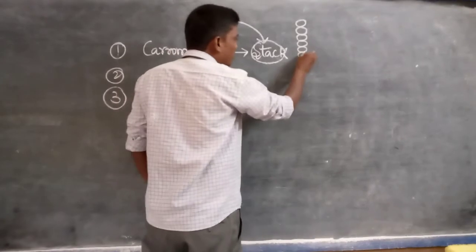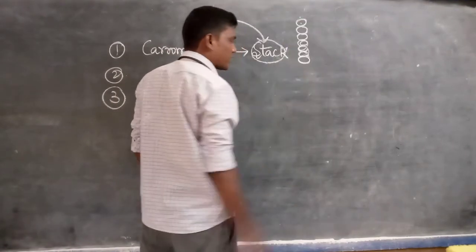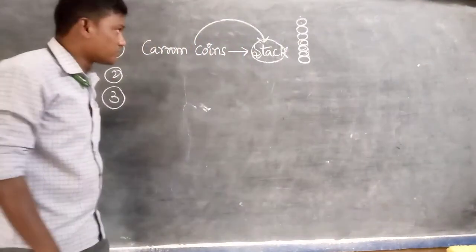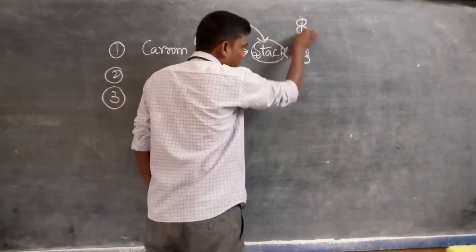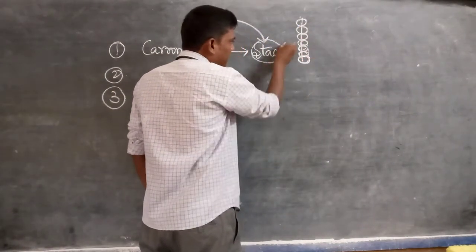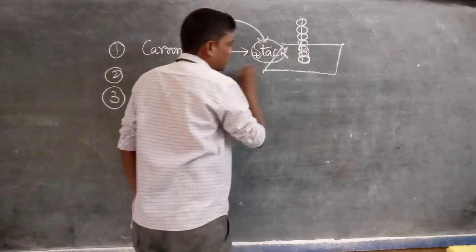These are the carom coins. So totally 10 are there. That is we know very clearly. Now it is the stack of the carom coins. We are observing that in a carom board like this one.